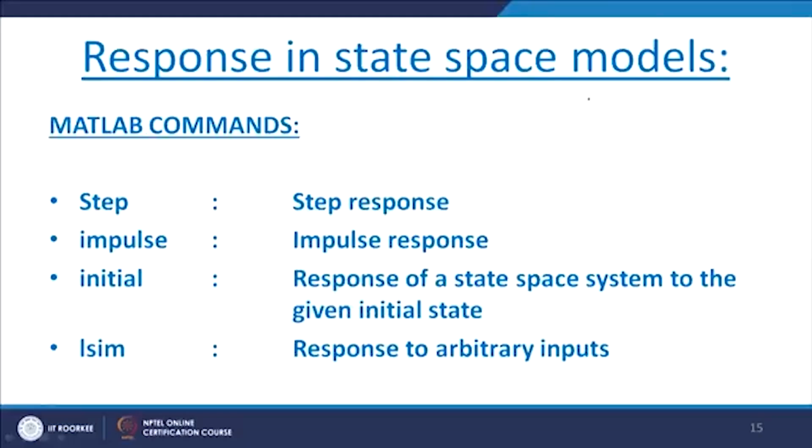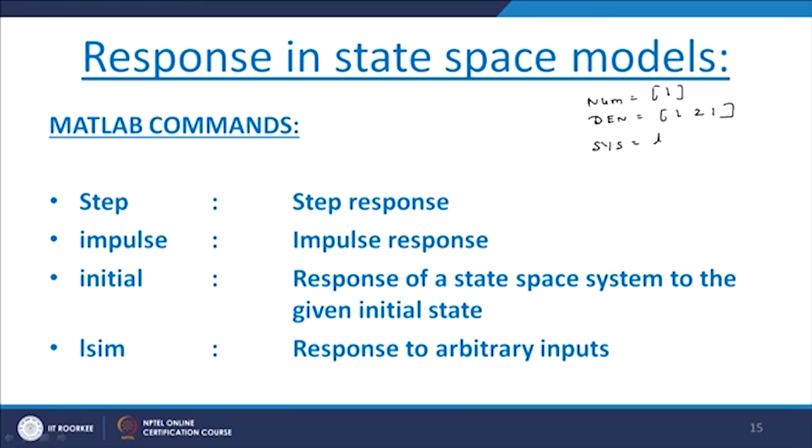Now the response in the state space model. In classical control, normally we use a simple step command or sometimes the impulse command to get the response of the system. That means we have seen that if you take a transfer function as numerator by 1 and denominator as, say, [1 2 1], so how do you do it?